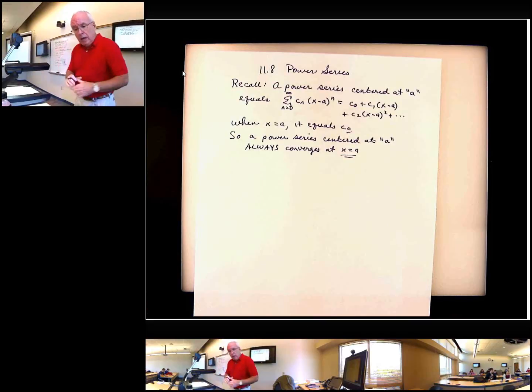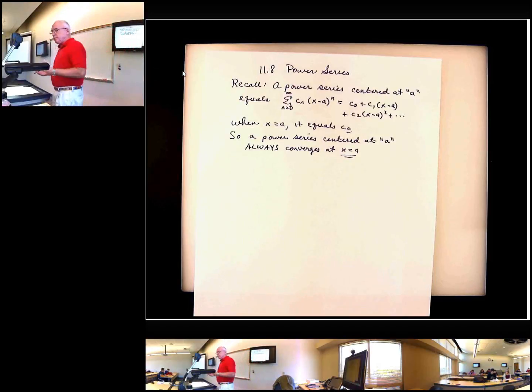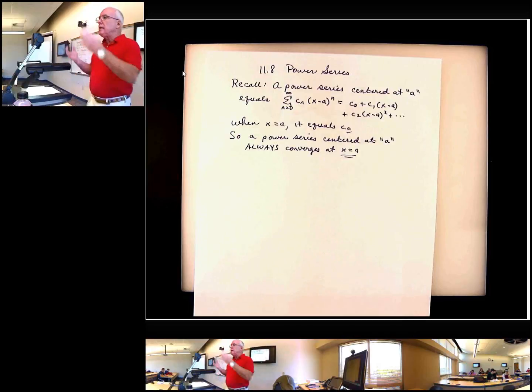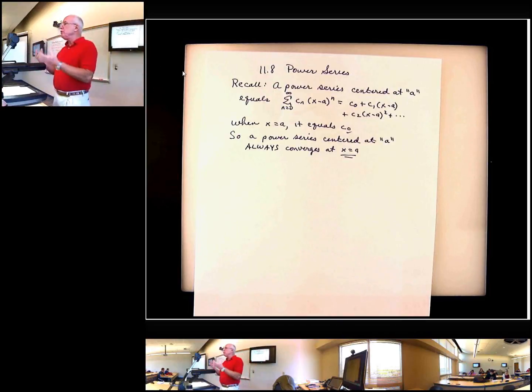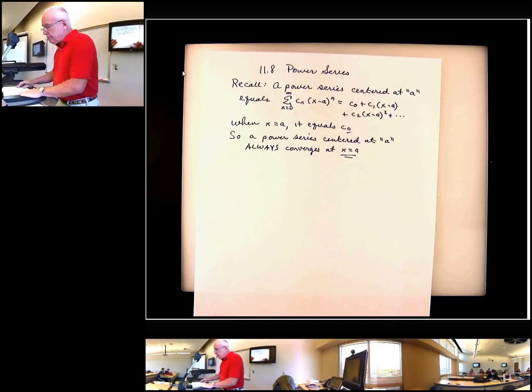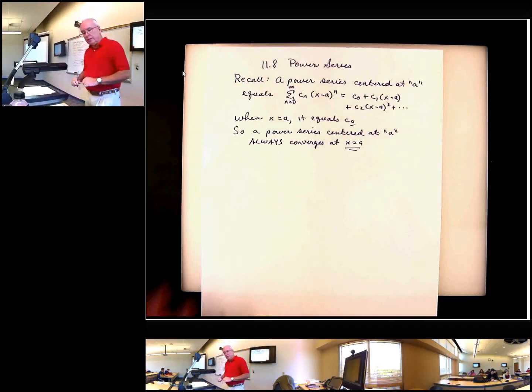Okay. What we're going to do here, the whole point of this section, is to find out when these power series converge to a finite number and when they don't. We're going to primarily be using the ratio test to do this, so we're not going to be jumping around to a whole lot of different tests.